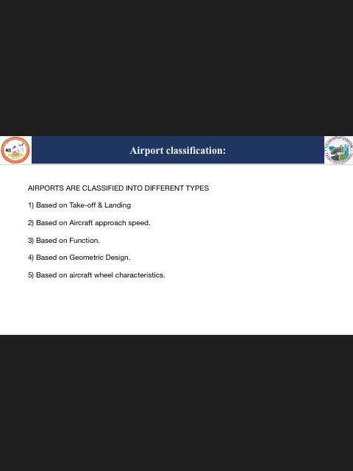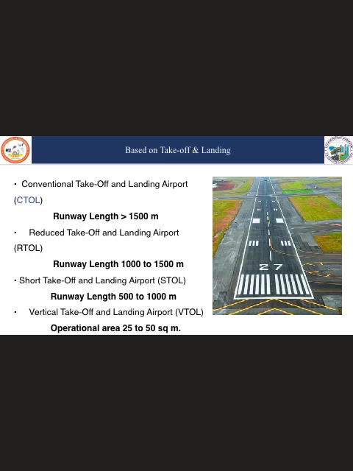Now we'll look into the various types of airport classification. Depending upon convenience, airports are classified into different types. The first classification is based upon takeoff and landing. The second classification is based upon the aircraft approach speed. Third is on function. Fourth is based upon the geometric design, and we can also classify airports based upon the aircraft wheel characteristics. We'll study them one by one in detail.